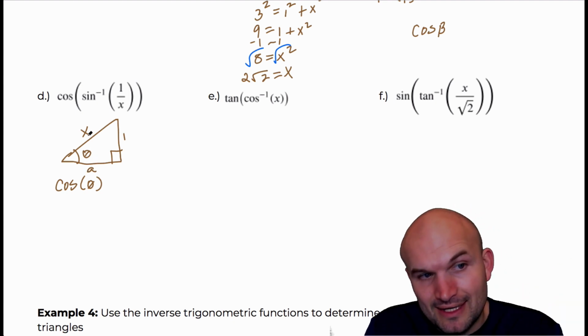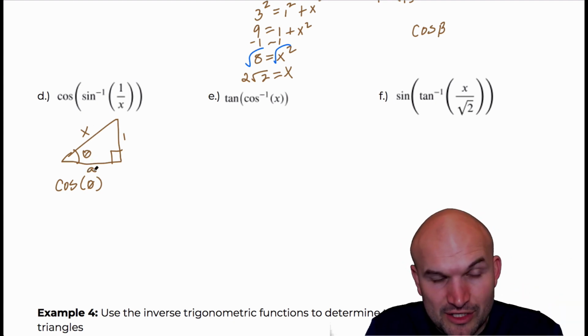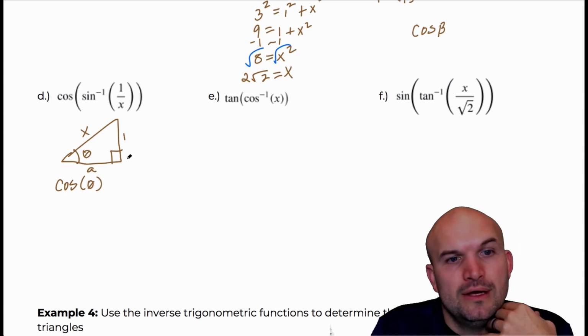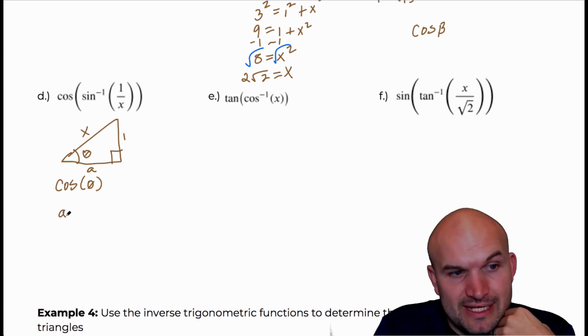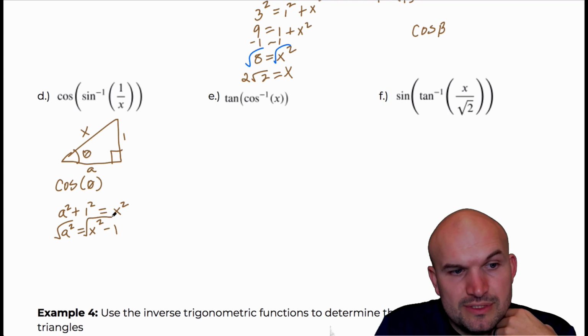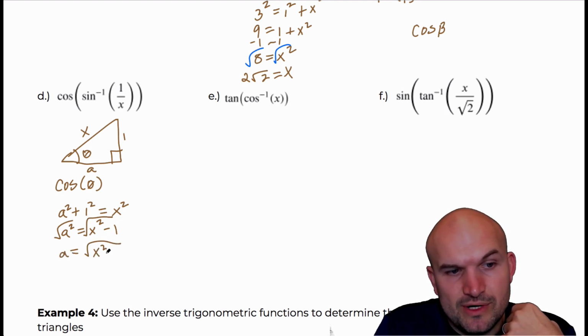So again, x is going to be our unknown value, and we want to figure out what a is in terms of x. So when we do the math here, we get a squared plus 1 squared equals x squared. Therefore, a squared is equal to x squared minus 1, so a is going to equal the square root of x squared minus 1.